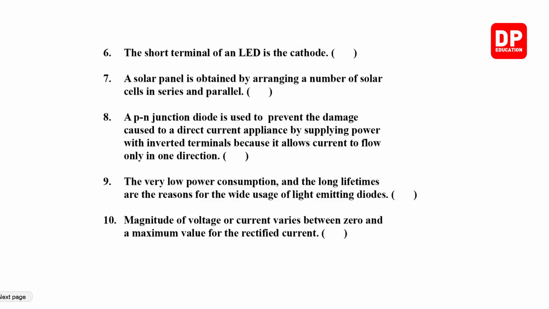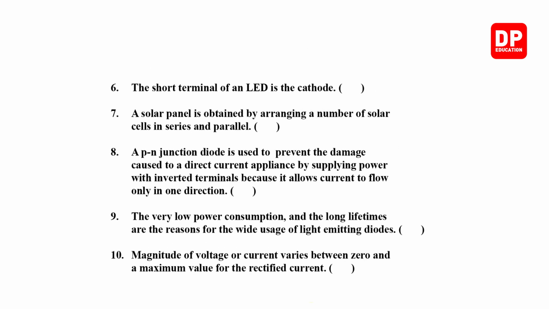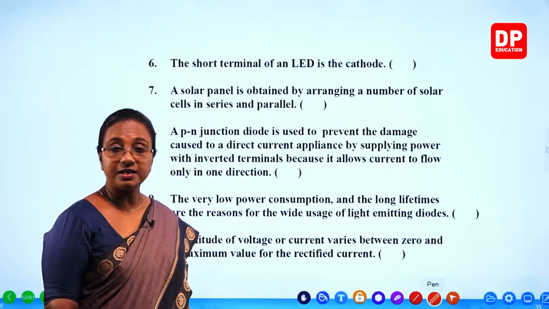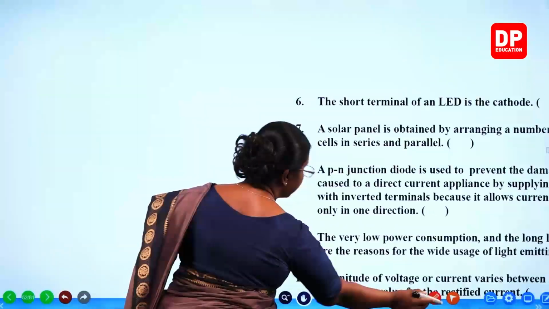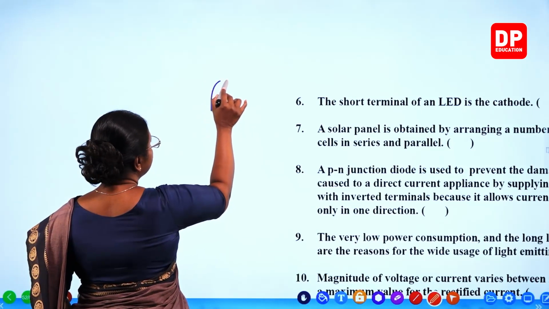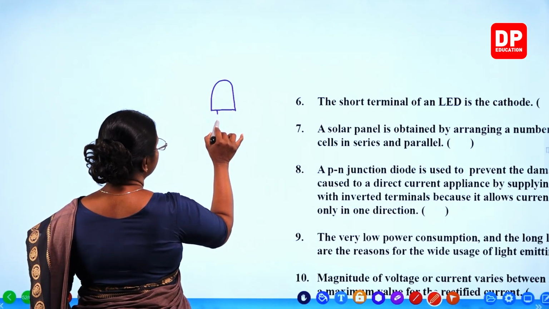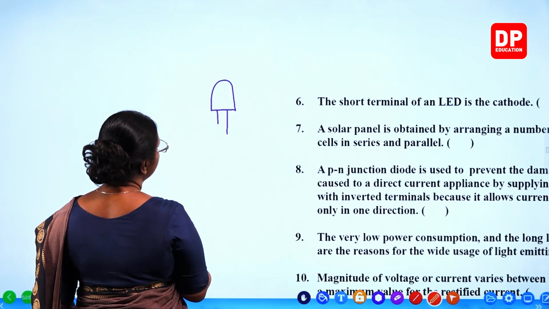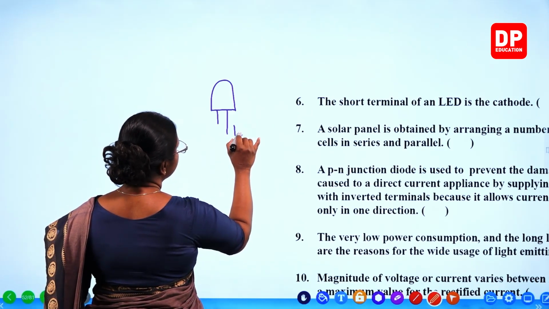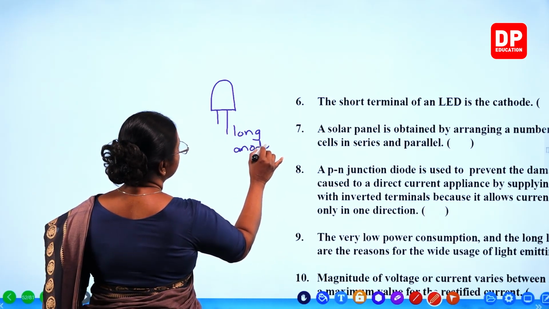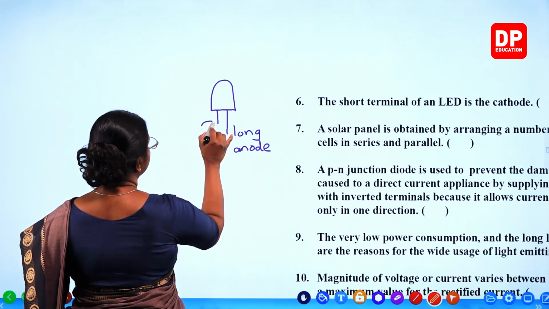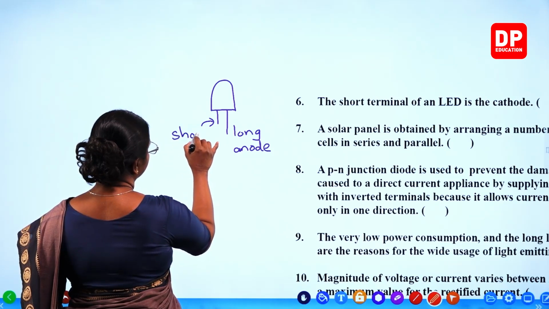The sixth one. Here you can see the short terminal of an LED is the cathode. That is correct, no students? You all can remember the symbol of the LED. It is a structure like this. You have the small terminal and the long terminal. So this is the long anode and that is the short cathode.